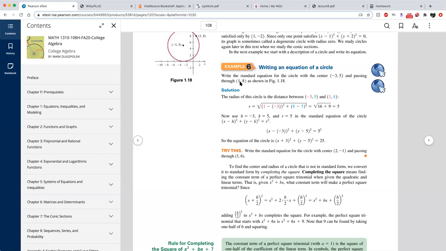So in this problem, the center point is given, but we have to find the radius, because instead of the radius, a point on the circle is given, right? So how can I find the radius? Yeah, it's not a big deal. I'll show you how to do it.